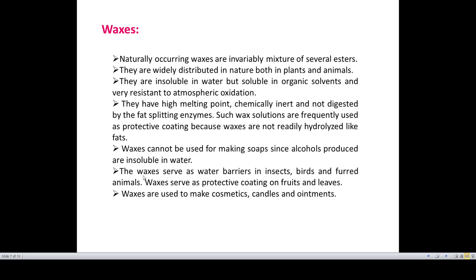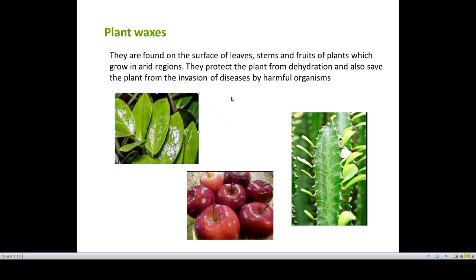And coming to the role of waxes, they act as a water barrier in insects, birds, and animals, and they also serve as a protective coating on fruits and leaves. They are used to make cosmetics, candles, and ointments. Coming to the classification of the waxes, depending on the origin, whether the waxes are produced in plants or animals, we classify the waxes into plant waxes and animal waxes.